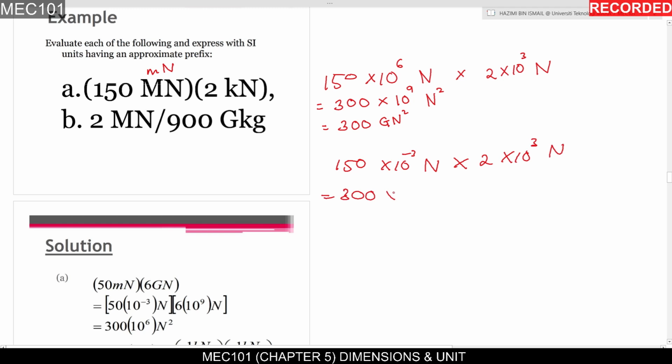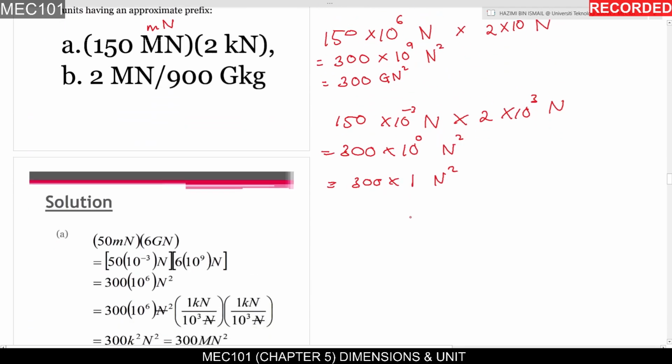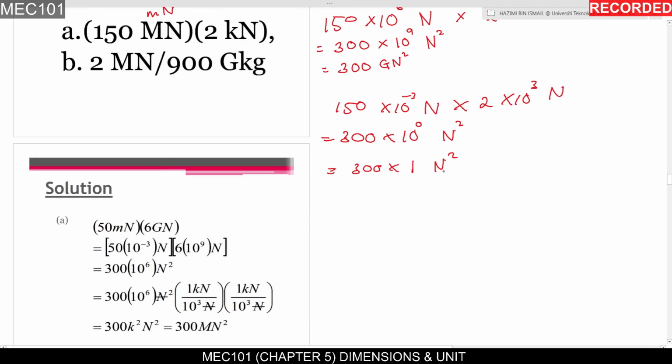Still 300, and the exponent is minus 3 plus 3, so you will get 0. So that will be newton squared. 10 to the power of 0 means 1. You already learned this in your additional mathematics, Matematik Tambahan, SPM. So the answer will be 300 newton squared.